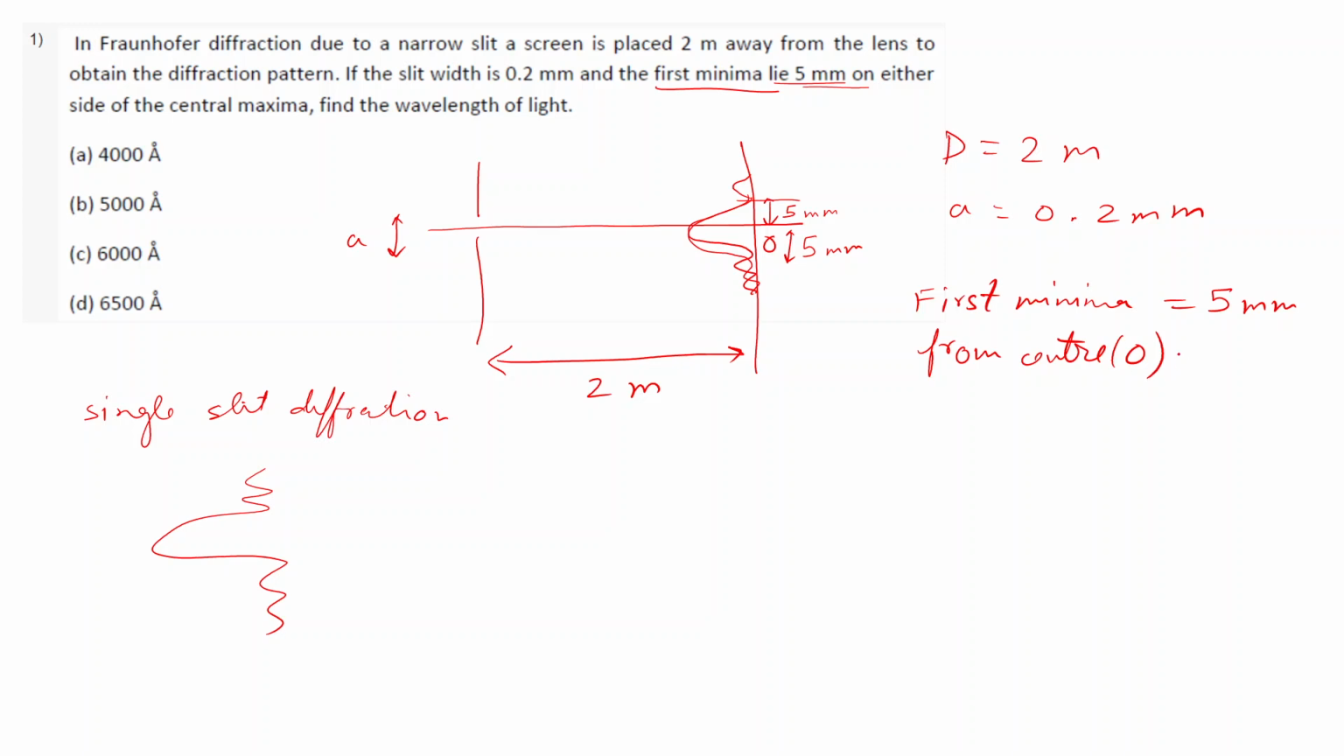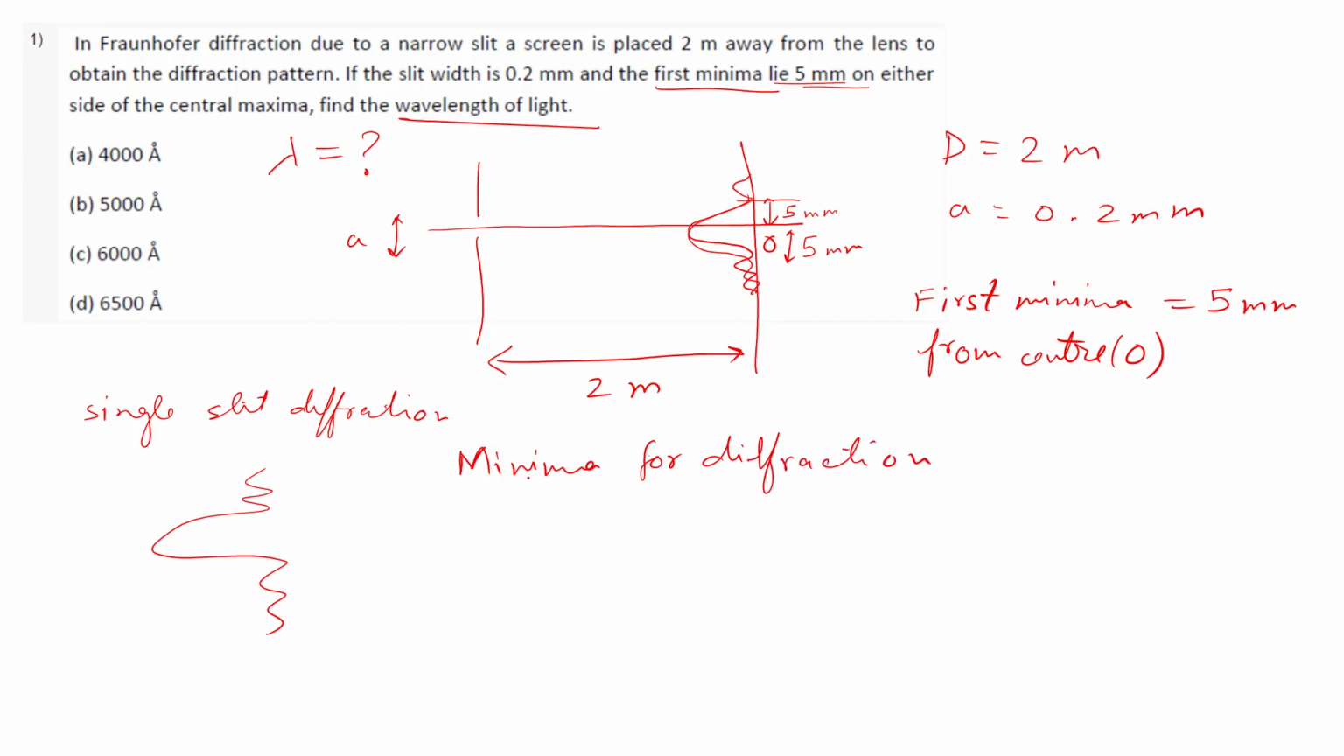Okay, now we need to find out the wavelength of this light that we are using here. Using the condition that we know for the single slit experiment, the condition for minima, for diffraction minima we are talking about, not interference.